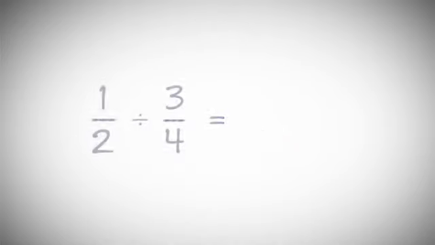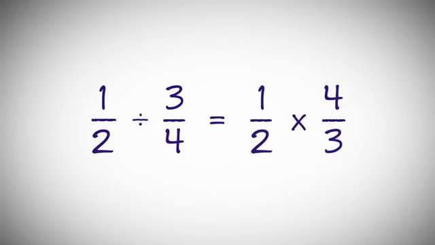When you divide fractions, what you're really going to end up doing is multiplying the first fraction by the reciprocal of the second fraction. So, for example, 1/2 divided by 3/4 will become 1/2 times 4/3. Let's go ahead and try a few examples.